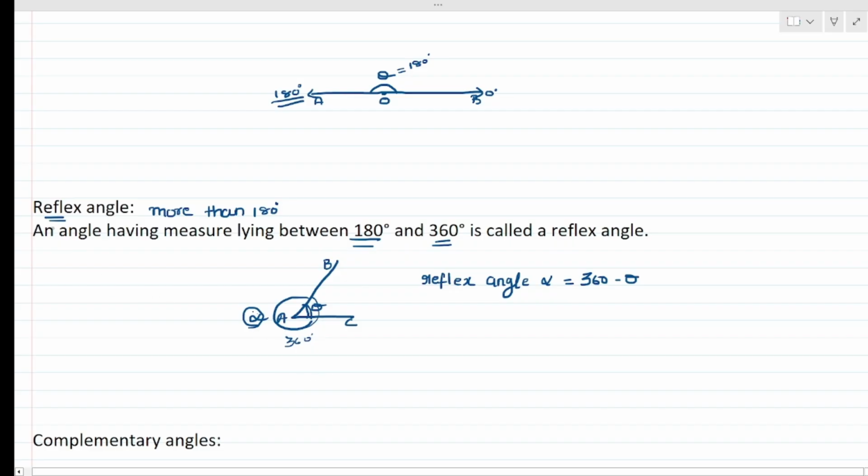Okay. Again, what is a reflex angle? You need to learn that reflex angles are always more than 180 and smaller than 360. Its value will always lie between 180 to 360. And by subtracting it from 360, you can find the value of any reflex angle asked.